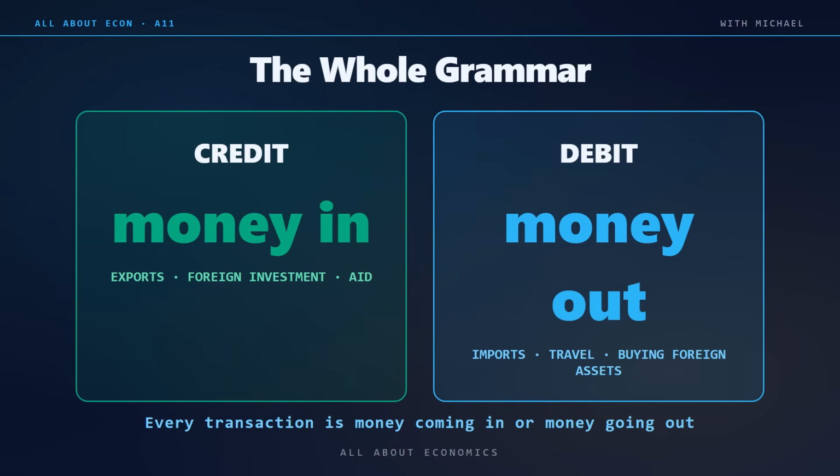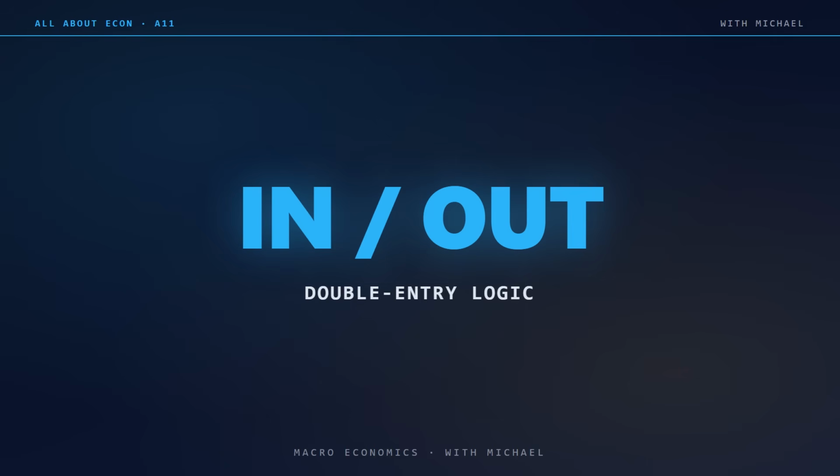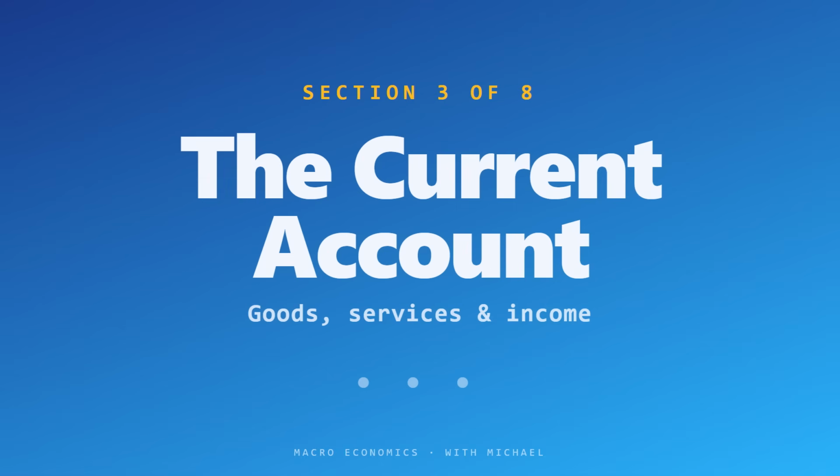If your money goes out to pay for something foreign, that is a debit, money out. When you import a car, travel abroad, or buy a foreign stock, money flows out, and you record a debit. That is the whole grammar of the system. Every single international transaction is, at its heart, either money coming in or money going out, a credit or a debit.